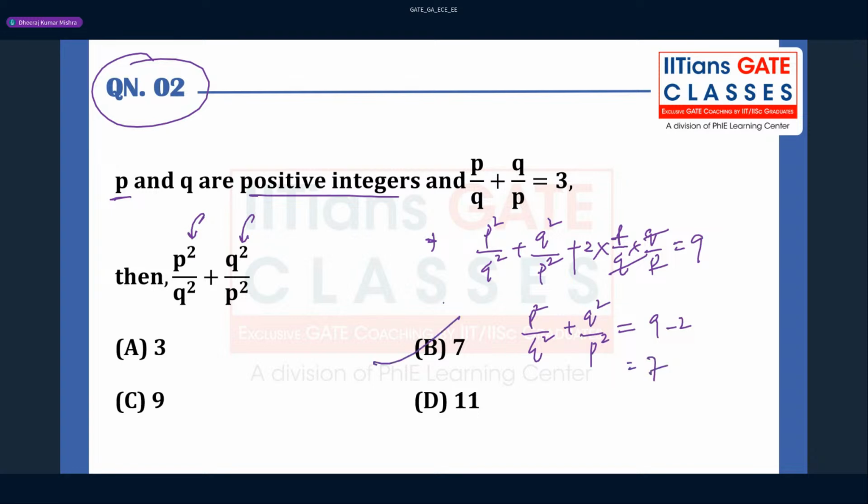So this question can be done in 40 seconds, right? This was a very easy question. Sometimes many students get confused, so you can fabricate the same kind of questions. Like they might give this and ask what is p by q plus q by p, and so on. The answer for this question is 7. Simply you have to use the identity, that is (a plus b) whole square equals a square plus b square plus 2ab. Fine.